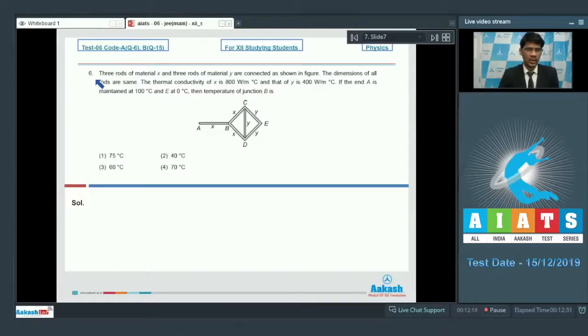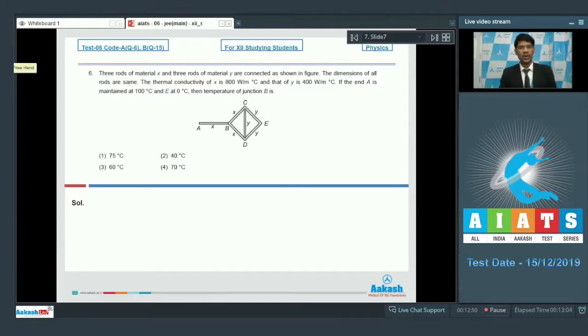Here in question number 6, 3 rods of material X and 3 rods of material Y are connected as shown in figure. The dimensions of all rods are same. The thermal conductivity of X is 800 watt per meter per degree Celsius and that of Y is 400 watt per meter per degree Celsius. If the end A is maintained at 400 degrees Celsius and E at 0 degrees Celsius, then temperature of junction B is.